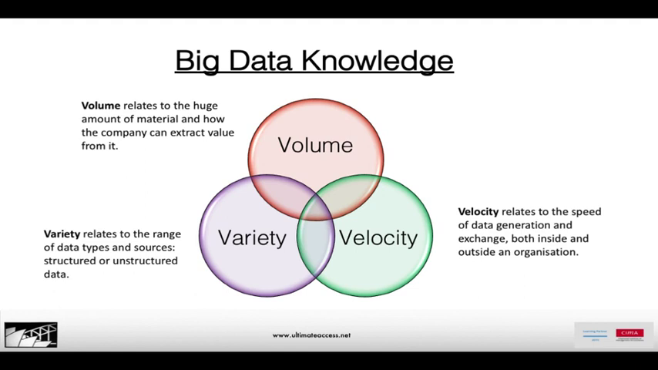Variety relates to the range of data types and sources that are available for the company. This also covers structured data and unstructured data. Now, structured data are coming from transaction records that we have in the company, historical data. Unstructured data comes from maybe perhaps social media when we look for information through social media to try and find out trends or patterns.